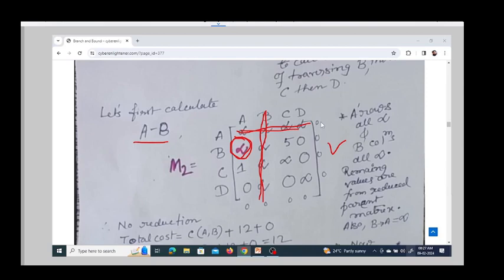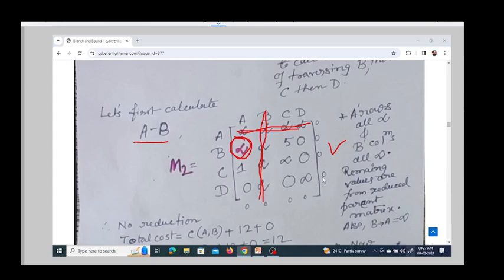Whenever all entries are infinity, the cost is 0. Otherwise, here 1 0 is there, so 0 cost. You cannot subtract 0 from anything, right? The minimum is 0 in this row. Then the third row is also 0, 0 cost. The fourth row is also 0, 0 cost.